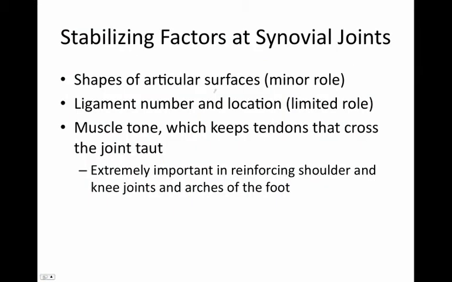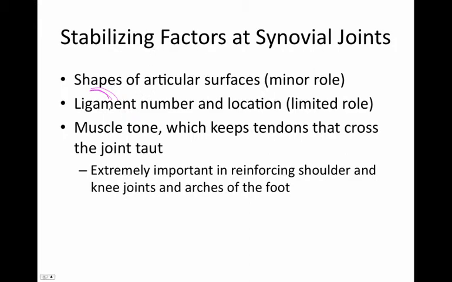Stabilizing factors of synovial joints: we have the shapes of the articular surfaces. Usually we see, say, a condyle and then a fossa that receives it. So those shapes of the articular surface help to stabilize the joint.